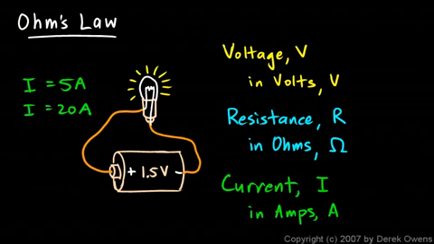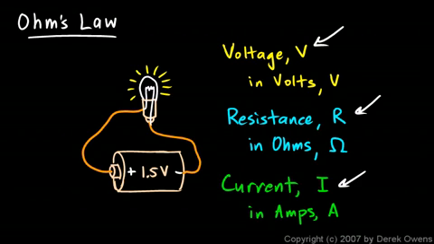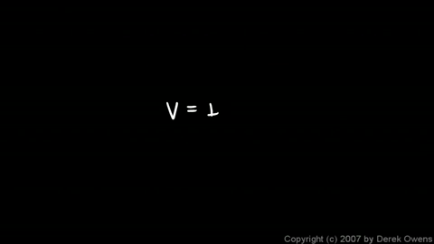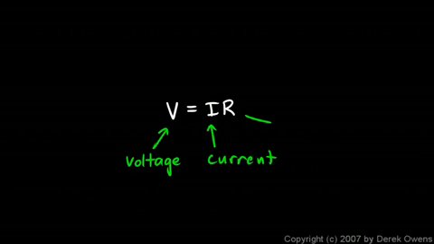Amps is the unit. Now, here's Ohm's law. These three things, the voltage, the resistance, and the current, are all related by a nice, simple mathematical equation. And this is it. V equals I times R. V is the voltage, I is the current, and R is the resistance. And this equation is known as Ohm's Law.